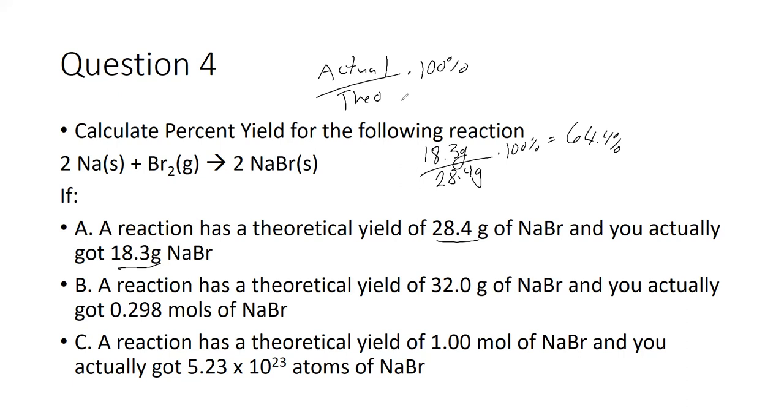Do note that your units don't have to be in grams. When doing this calculation, your units can be anything as long as the units of actual and theoretical are the same. As shown in B and C, I give you different units and want you to convert and calculate percent yield. So try to do B and C here. And if you have questions, let me know. Otherwise, I'll be back in a few minutes to wrap up and show you how these are done so you can check your answers.